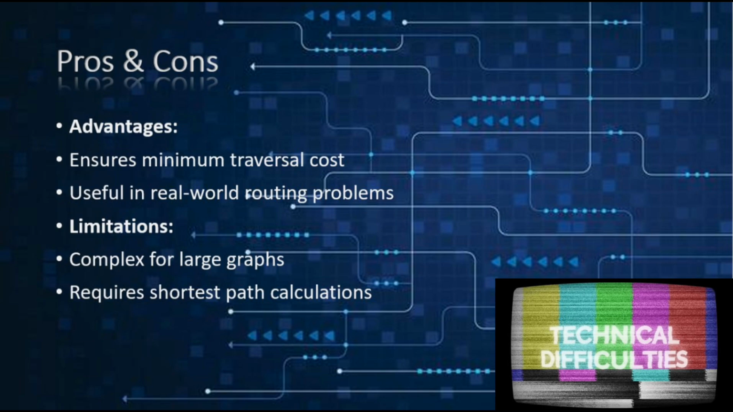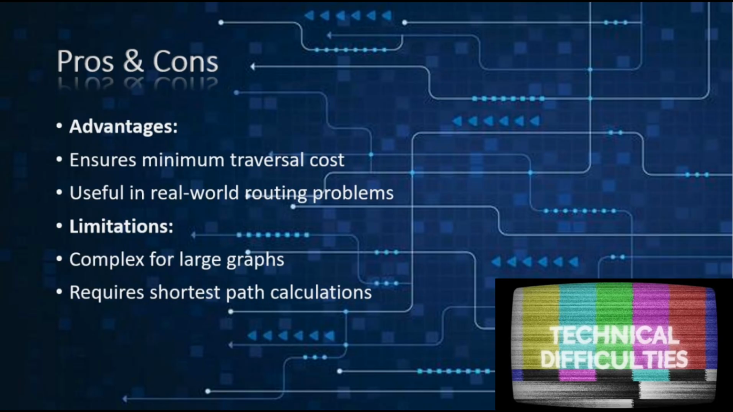Now let's talk about the limitations. One major limitation is computational complexity. When the graph becomes very large, the algorithm becomes expensive because it requires computing shortest paths between multiple pairs of odd degree vertices. As the number of odd degree vertices increases, the number of possible pairings also increases rapidly, which makes the problem more complex.